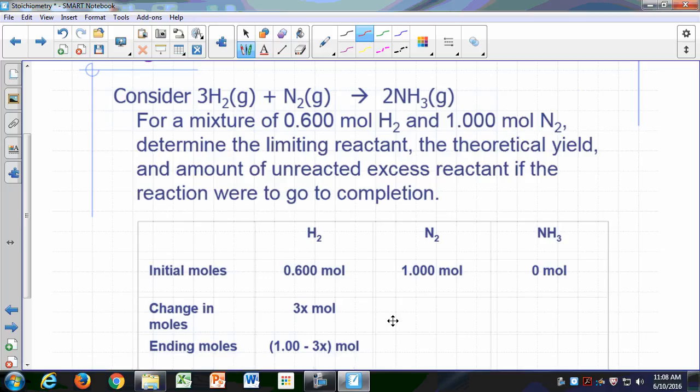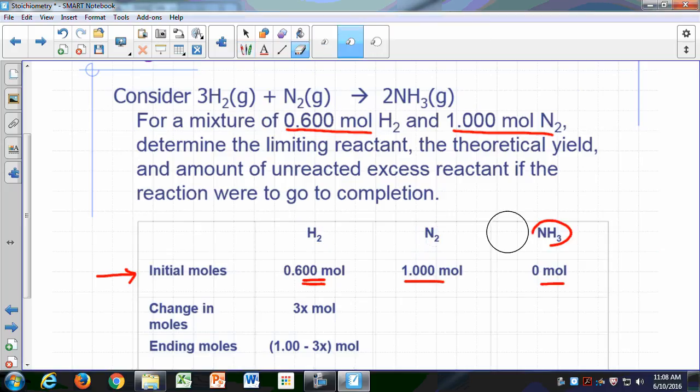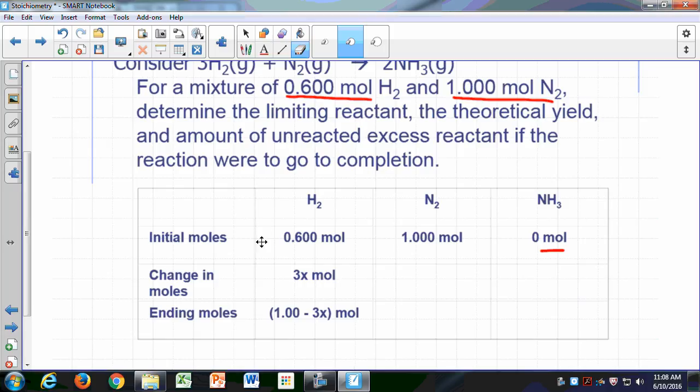Okay, so let's say you have a reaction 3H2 plus N2 yields 2NH3. Let's say you were to mix 0.600 moles of H2 and 1 mole of N2. So here in our row for initial moles, we have 0.6 moles of H2, 1 mole of N2, and no NH3 to begin with. Okay? Then you determine the limiting reactant, the theoretical yield, and the amount of unreacted excess reactant if the reaction were to go to completion. Let's see what happens here.